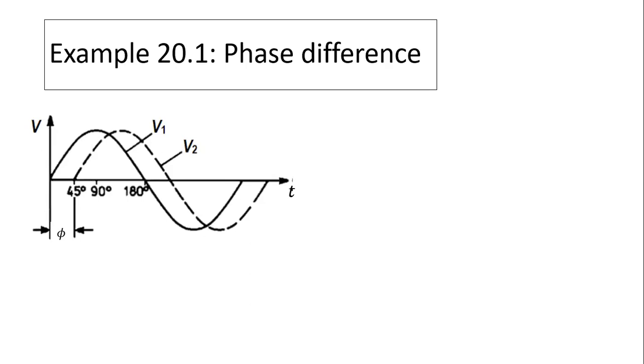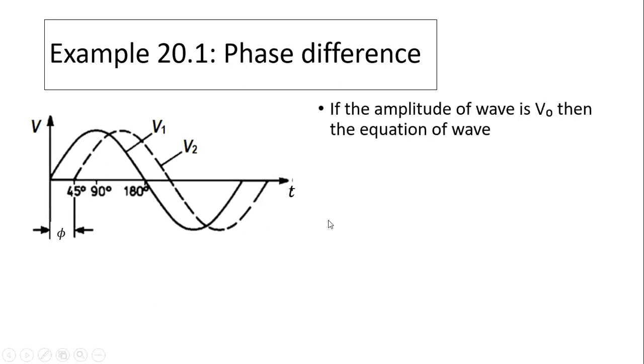Example of phase difference. There's a phase difference of 45 here. It's in your worksheet. If you want, you can fill it up. If the amplitude of the wave is V0, then the wave equation for V1 is a sine graph, omega t is your time. Then how to write the other one? So what is the other equation, V2?